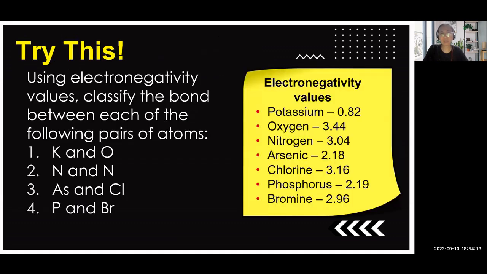If you're watching this video now, you can pause this and try to answer this question. Using the electronegativity values, classify the bond between each of the following pairs of atoms. We have potassium and oxygen, nitrogen and nitrogen, arsenic and chlorine, and phosphorus and bromine. What I have here would be the electronegativity values. Again, you can pause this video and try to answer this first before I show you the final answer.